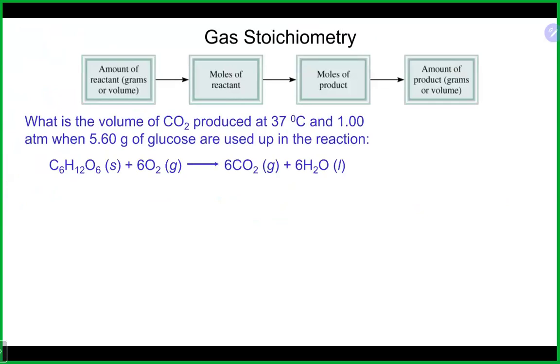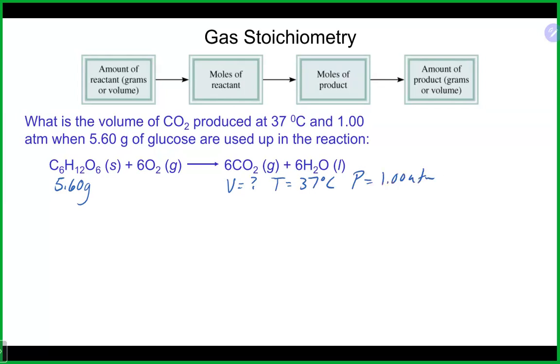So for example, if we take a look at the equation in this problem, we're interested in what volume of CO2 is produced at 37 degrees Celsius and 1 atmosphere, when 5.6 grams of glucose is used up. If we think about what's going on here, we are given 5.6 grams of glucose. We are interested in the volume of our CO2, which is a gas. Because of that, we do have a temperature associated with it, 37 degrees Celsius, and we also have a pressure.